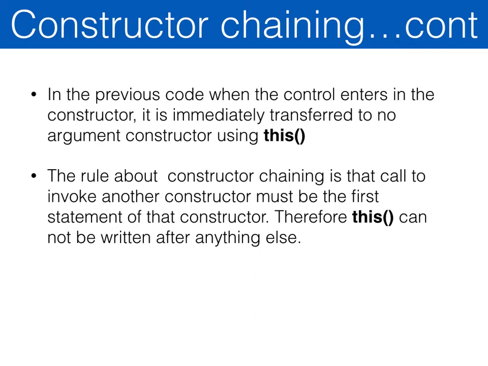In the previous code, when the control enters the first constructor, it is immediately transferred to the no argument constructor using this. The rule about constructor chaining is that the call to invoke another constructor must be the first statement of that constructor. Therefore, this cannot be written after anything else.